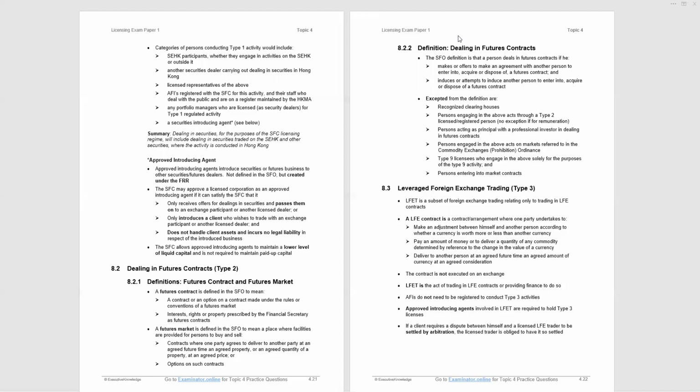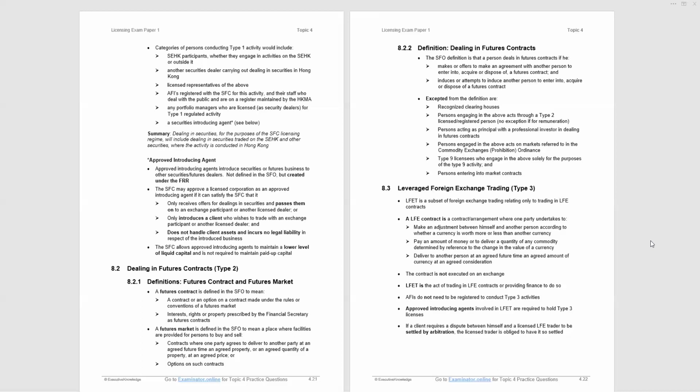It's over-the-counter, OTC, and this is where you will have two counterparties trading with each other with these leveraged foreign exchange contracts. And we have given you some details from the notes. Two points I would highlight. AFIs. So further down the page, AFIs do not need to be registered to conduct Type 3. They are well regulated by the Hong Kong Monetary Authority, so the SFC is not going to worry themselves with regard to banks that are trading foreign exchange products.